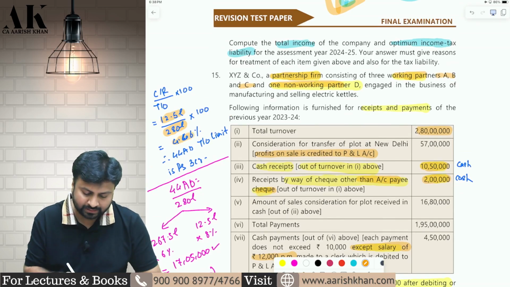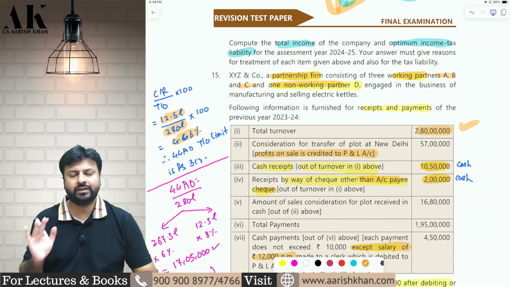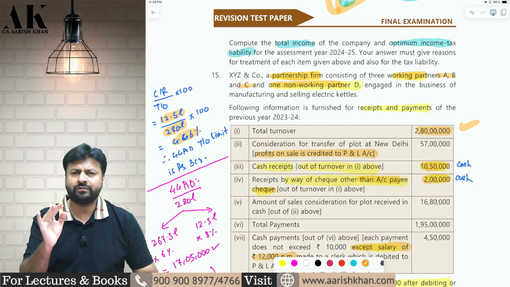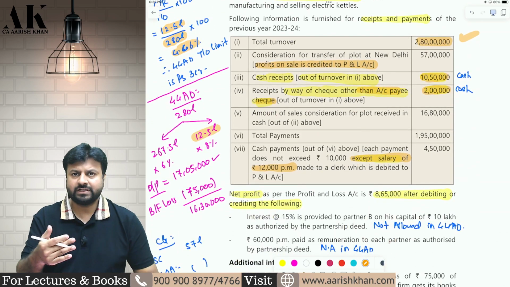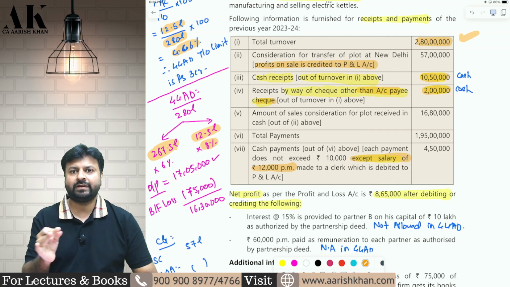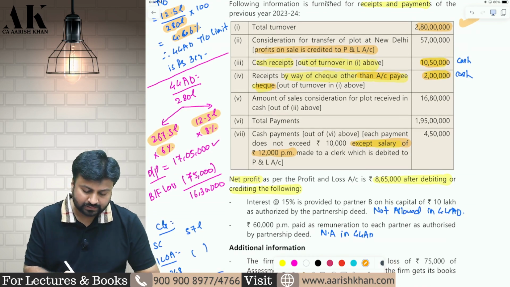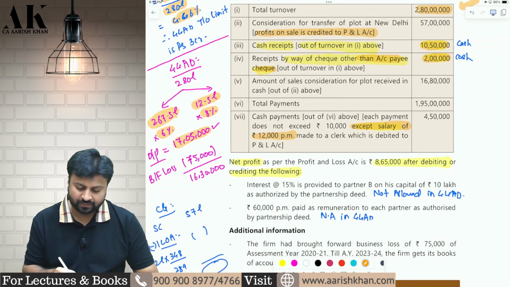Therefore, if I take the percentage, it is less than 5%. Therefore, the turnover limit for 44AD over here is 3 crore rupees. Therefore, the assessee can enjoy 44AD. How to compute 44AD? On 12.5 lakhs, which is received in cash, 8% will be the deemed income, and on the remaining 267.5 lakhs, 6% will be the deemed income. Therefore, the total deemed income will be 17 lakh 5,000. Will I get deduction of interest from this? No.